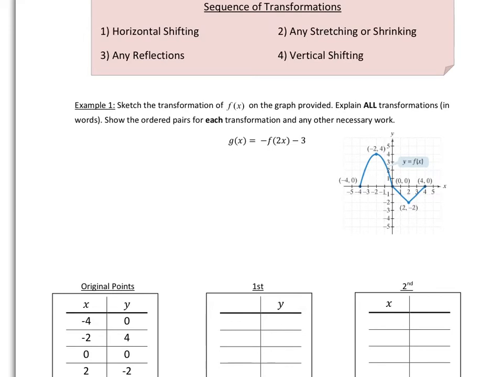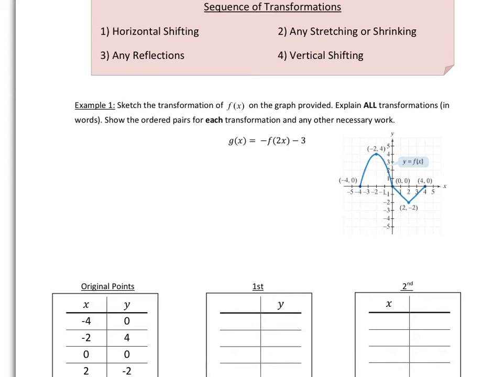So in this example, we want to sketch the transformation of f of x on the graph provided, explain all transformations in words, show the ordered pairs for each transformation, and any other necessary work. So what you want to do first is look at what you're given and figure out what's happening in terms of numbers being added, subtracted, multiplied on the inside and on the outside. So don't worry about the order yet. Really, it's probably best to just move from left to right in terms of looking at the problem.